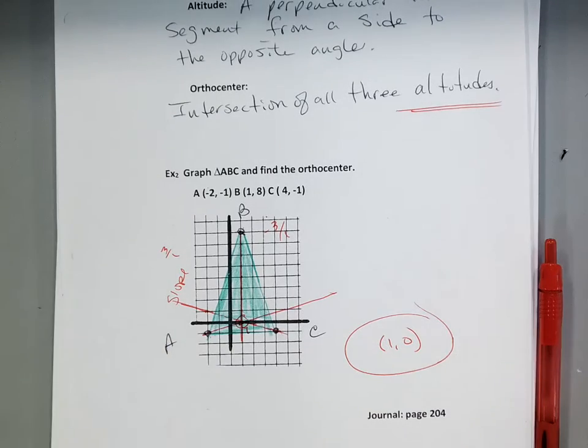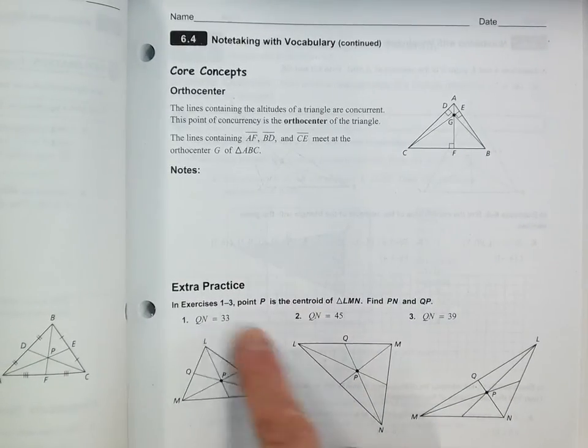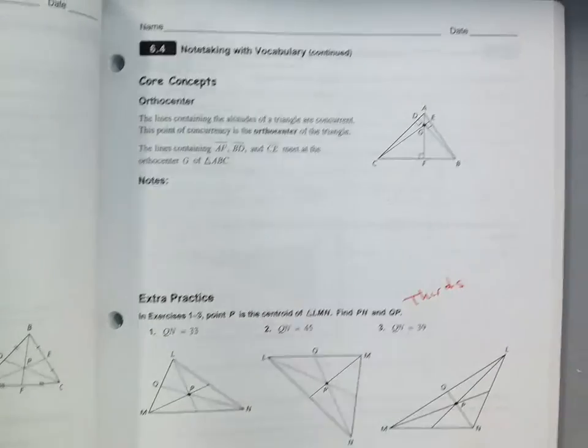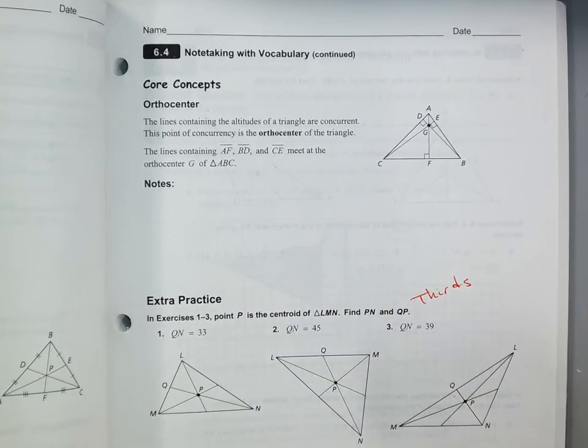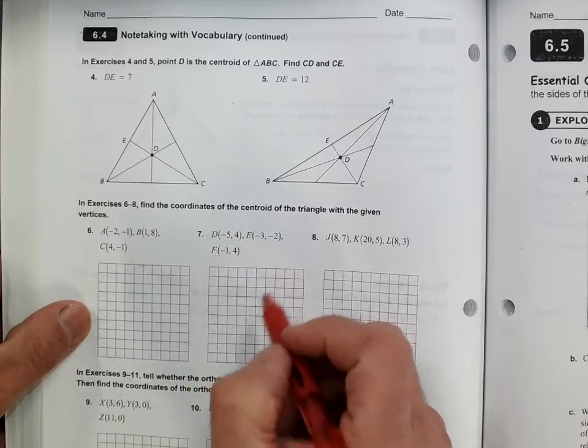Okay, so your journal, today's homework. You're going to look at this. If it's centroid, it cuts it into thirds. Okay, if you're going to find the Orthocenter, then you're going to have to do the graphing. We're going to find the altitudes, okay?